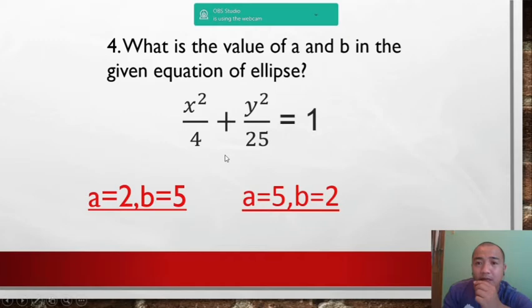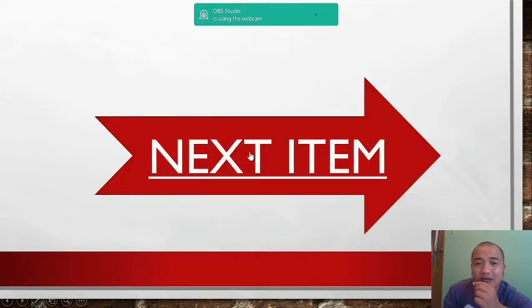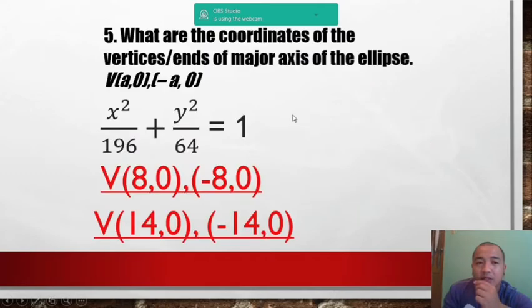Next item. What is the value of a and b in the given equation of ellipse? x squared over 4 plus y squared over 25 equals 1. This is case 2, right? The denominator of y squared is bigger, which is 25. So, therefore, this is your a, and this is your b. a is 5, b is 2, right? Otherwise, that's not the correct answer. a is 5, b equals 2. You are awesome.